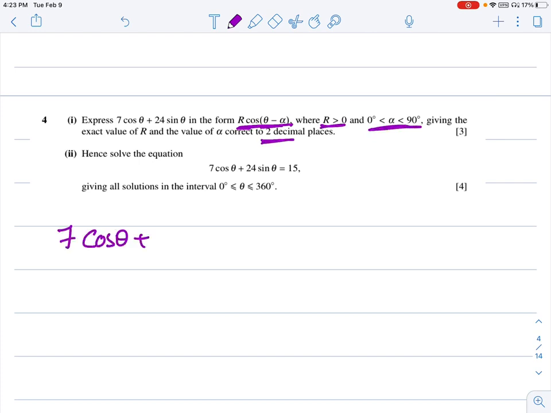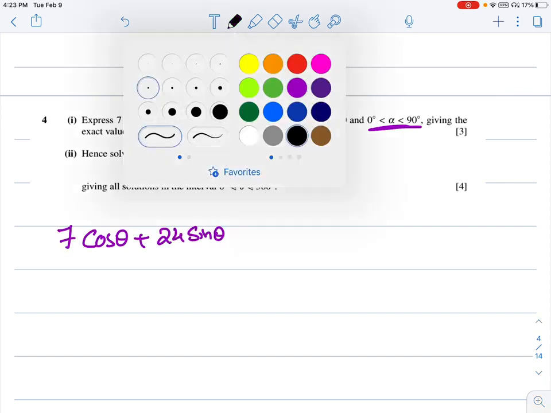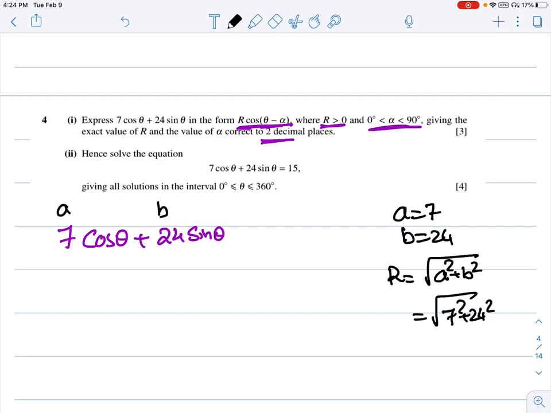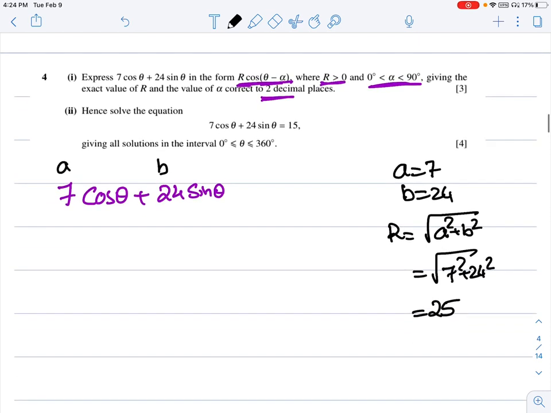7 cos theta plus 24 sin theta. What you have to do is identify A and B. So A is 7, B is 24. First find capital R, which is the square root of A squared plus B squared, which is the square root of 7 squared plus 24 squared, which is 25. So what am I going to do? Multiply and divide by 25.